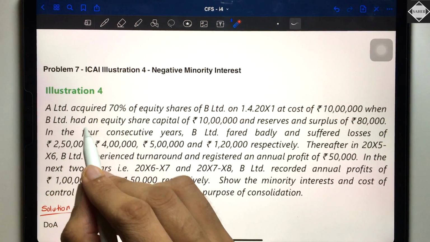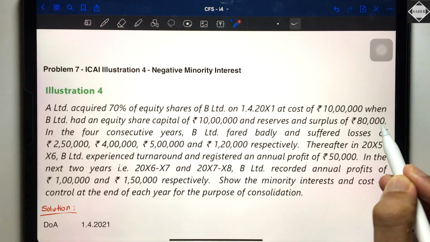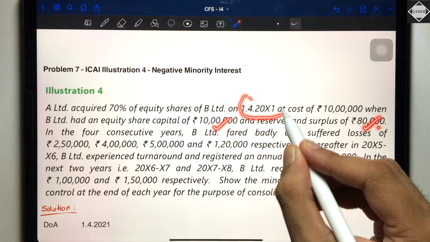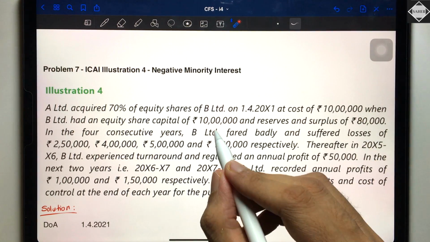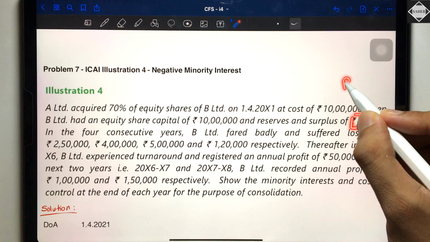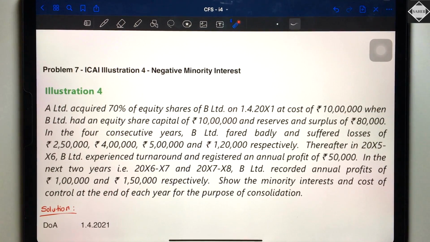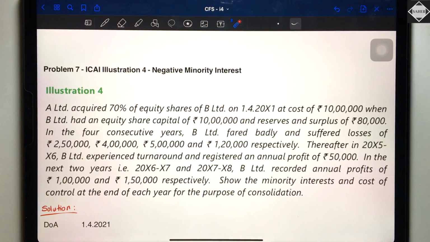When B Limited had an equity share capital of 10 lakhs and reserves and surplus of 80,000. You see, directly they have told you what is the equity share capital and reserves and surplus on the date of acquisition. So here you have pre-acquisition net asset directly given in the question. Okay, this 10 lakh plus 80 is what? Pre-acquisition net asset, 10 lakh 80,000. Is that clear? So this 80,000 would be pre-acquisition reserves, or you can call it capital profits. Clear? Okay, and minority stake is 30%, isn't it? 70% majority, 30% minority interest.